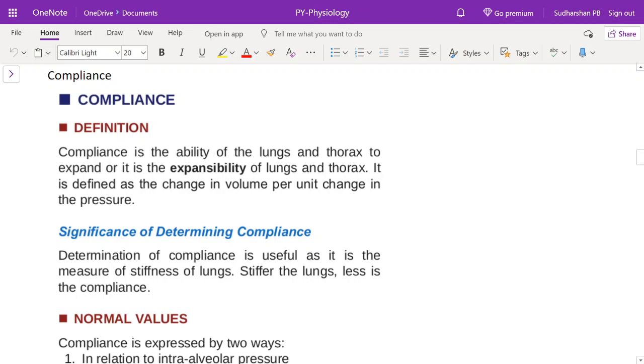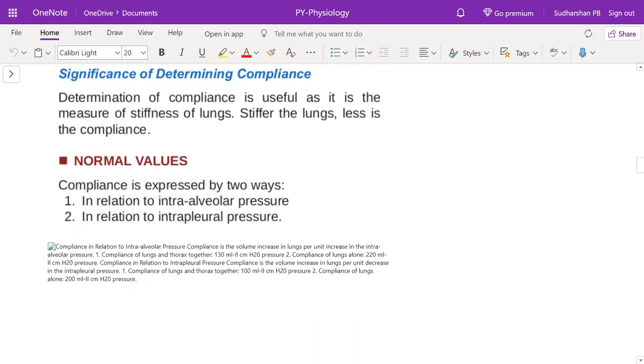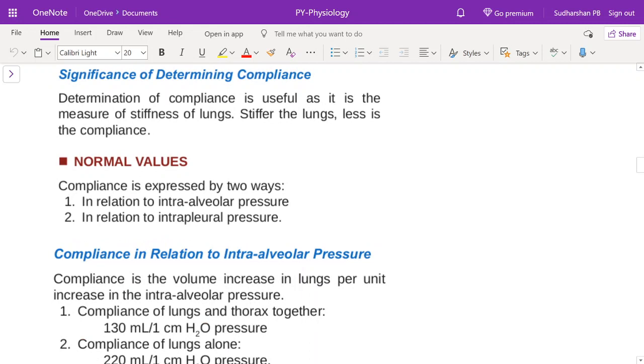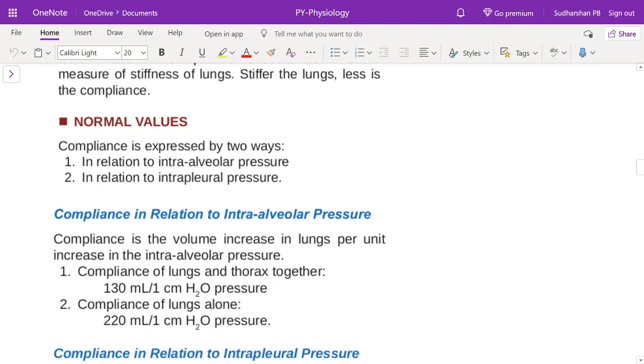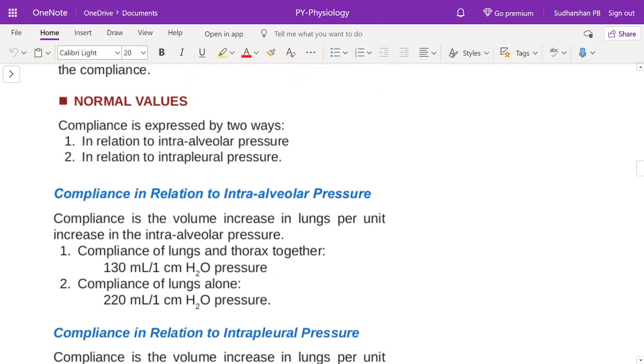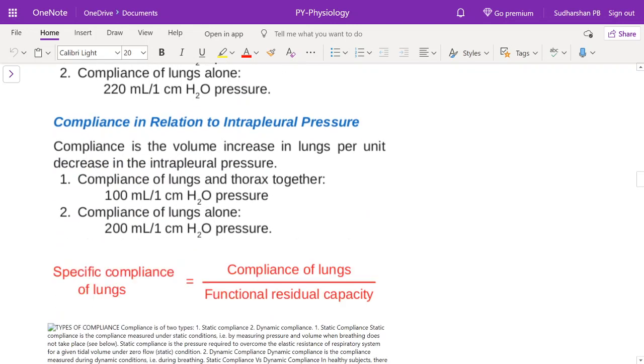Now if we take intra-alveolar and pulmonary pressure, taken together, that is the lungs and the thorax together, that will be in the common units, ml per centimeter water. Volume by pressure, isn't it? So 130 if taken together, 220 if taken separately. Same with intrapleural, just subtract 30 and 20. Subtract 130 minus 30, 220 minus 20. You will get 100 and 200. 100 is if taken together, 200 is when taken separately.